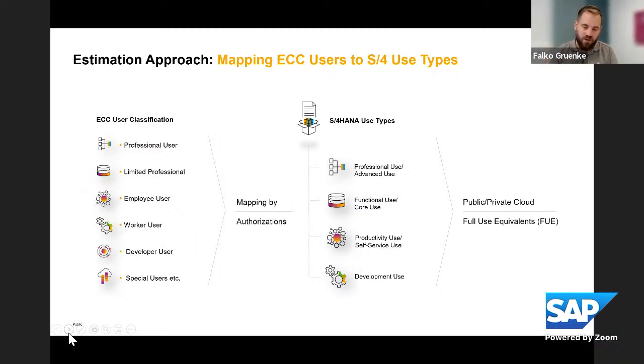So you can see here on the right side of the page the S/4HANA user types. On the top, you see the professional use, functional use, productivity use, which are the on-prem user types. In the private cloud, it's the advanced use, core use, and self-service use. Those are the users we are trying to generate a mapping for based on an authorization assignment. And this is part of our rule set and part of the tools which I will introduce later on.